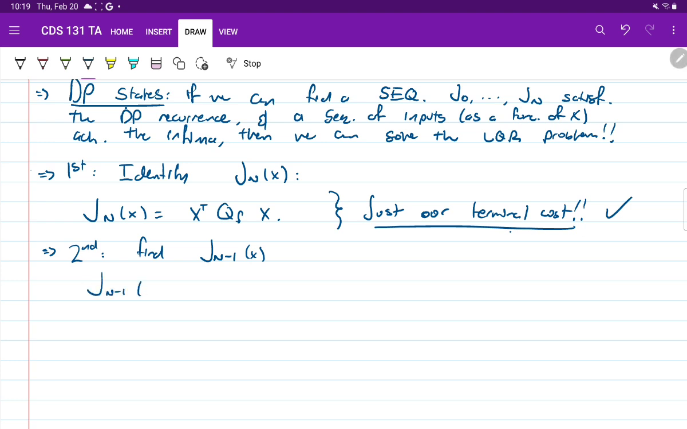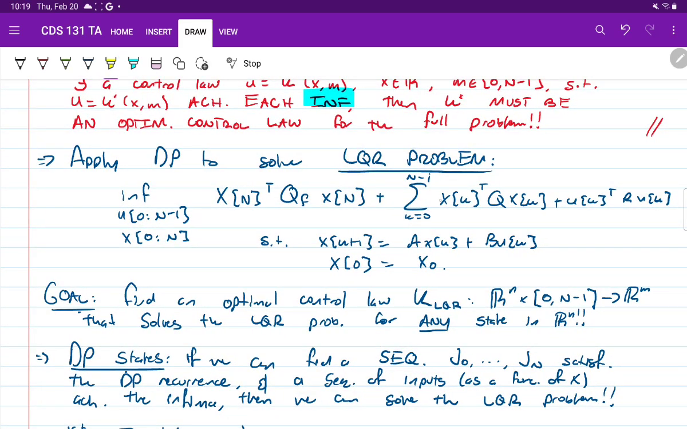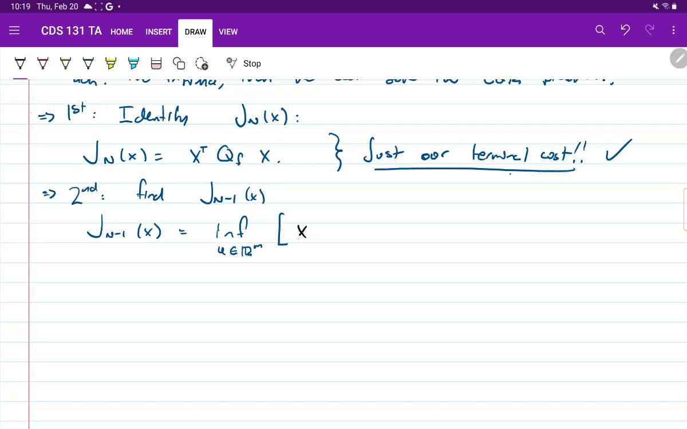So my J_{N-1} of x, according to this dynamic programming algorithm, should be the infimum over u in R^m of my cost at time N-1, which I'm accumulating. That's going to be x transpose Qx plus u transpose Ru, and according to DP, plus J_N of my next state, Ax plus Bu. Okay, so let's plug in our formula for J_N and see if we can actually solve this minimization.